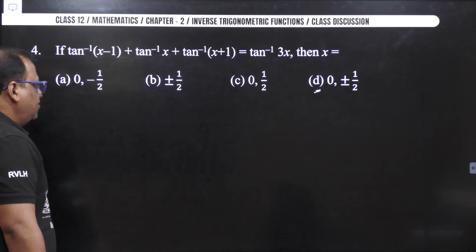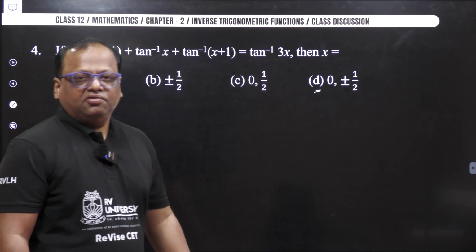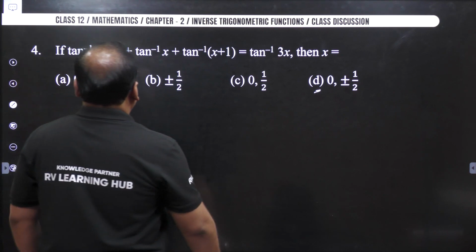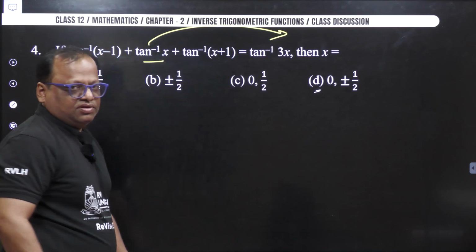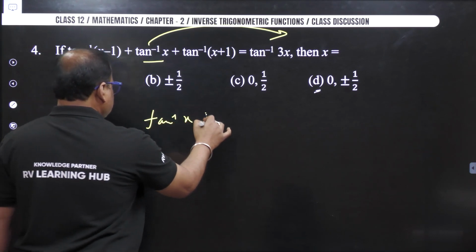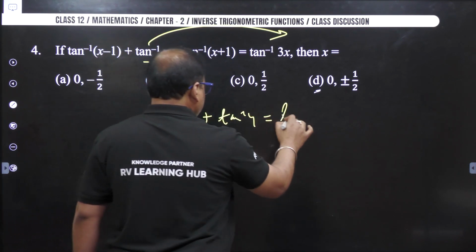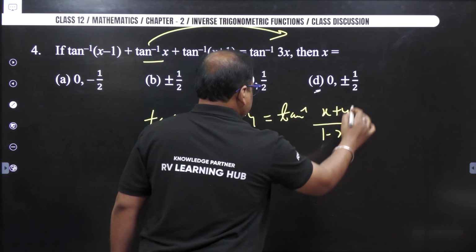Okay, in this question you can substitute the values and verify, or you can go by the general method. You can take this value to the RHS and proceed. So what is the formula, students? The formula is tan inverse of x plus tan inverse of y, which is given by tan inverse of x plus y divided by 1 minus xy.